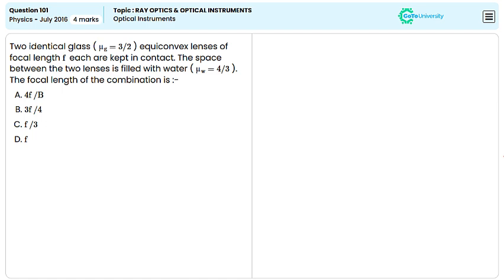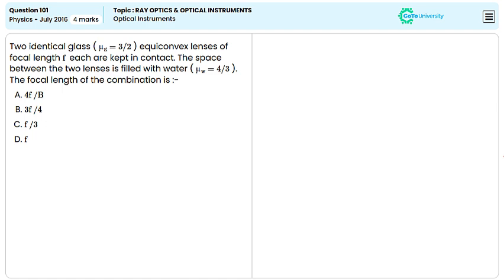Two identical glass equiconvex lenses, with refractive index mu g is equal to 3 by 2 and focal length f each, are kept in contact. The space between the two lenses is filled with water with refractive index 4 by 3. What is the focal length of the combination?